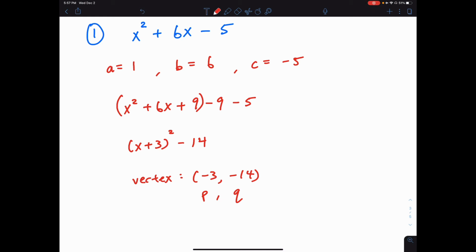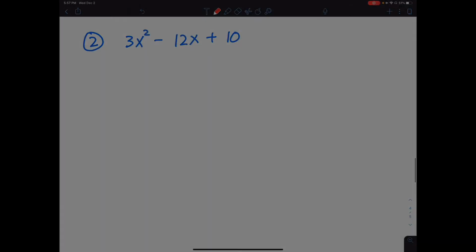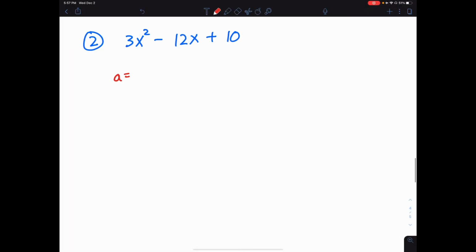Now let's take an example when the a value is no longer 1. So we see here that a has a value of 3, b has a value of negative 12, and c has a value of 10. Since a is not 1, we do need to factor out the a value from the x squared term and the x term, which means the front two terms. So let's factor out 3 from the front two terms first. Now we have x squared minus 4x, and we keep the plus 10 on the outside.